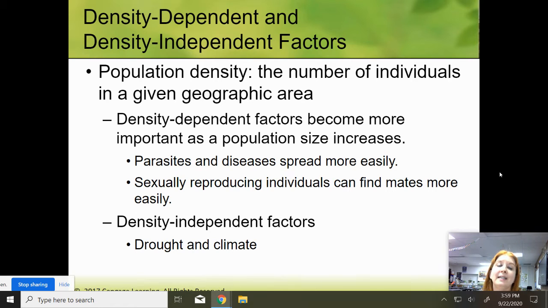You can have what are called density-dependent or density-independent limiting factors. Population density itself is the number of individuals in a given geographic area. So how many of whatever are in this space.